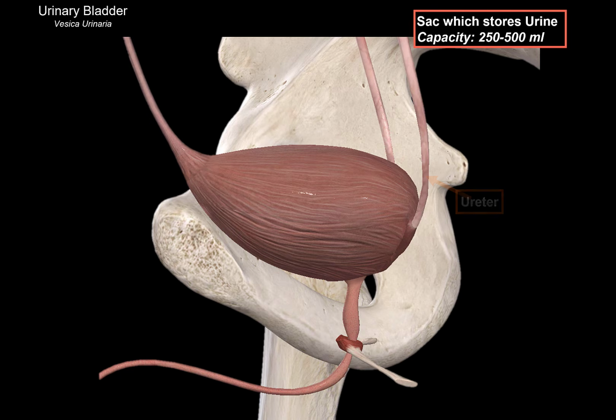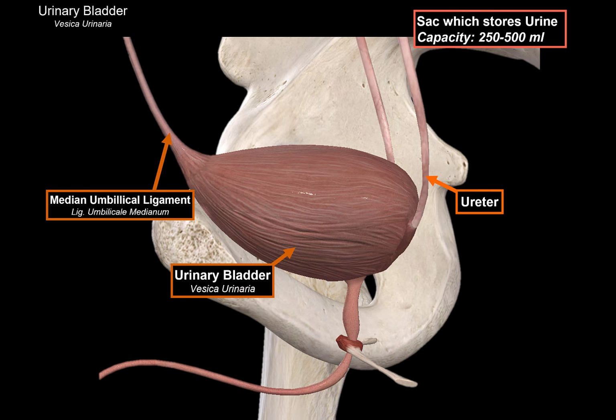Alright, so here we see the ureter, and here is the urinary bladder, and in the middle of the urinary bladder you will find the median umbilical ligament, which during embryonic life used to be the umbilical arteries, but after birth the umbilical arteries degenerate to become the median umbilical ligament without any proper functions in the body. But anatomically it's there, attached to the urinary bladder.